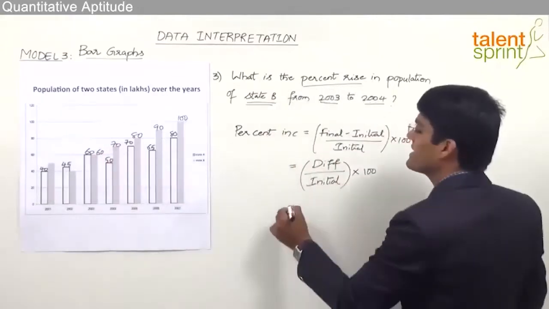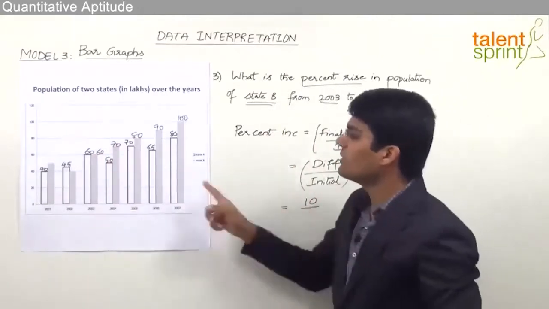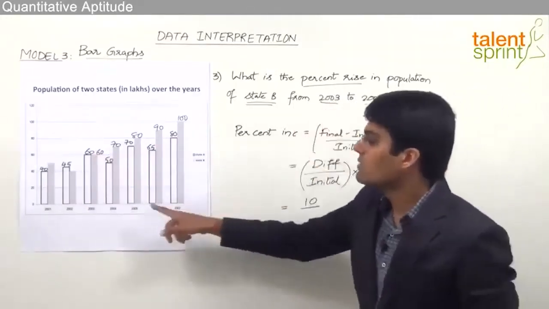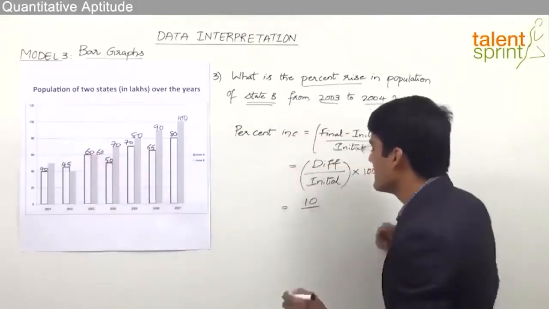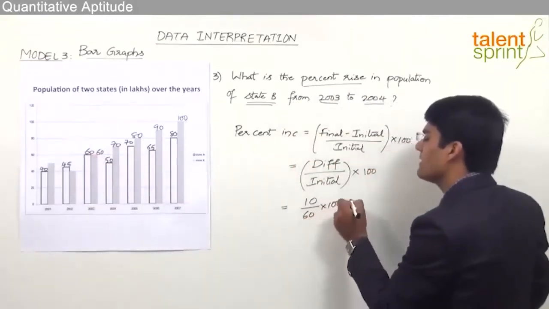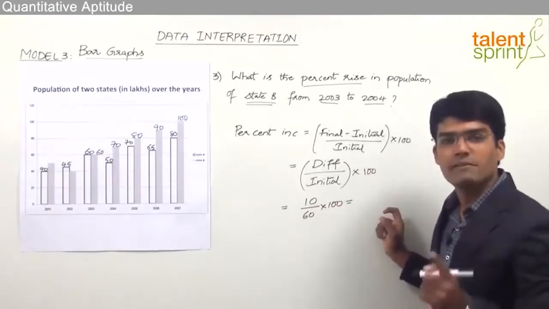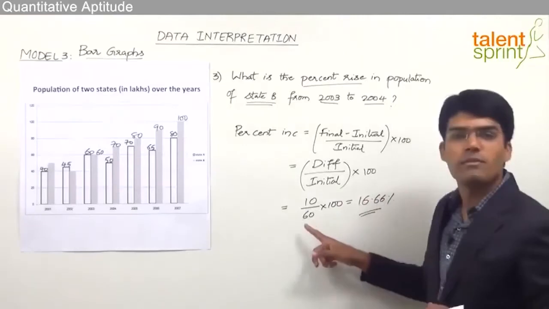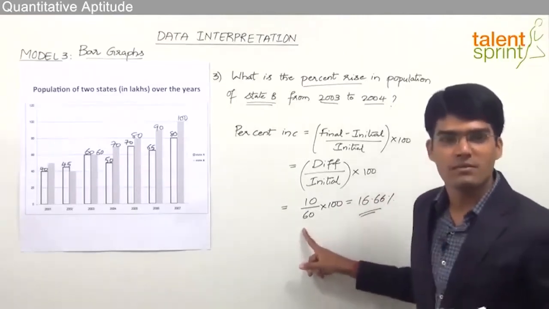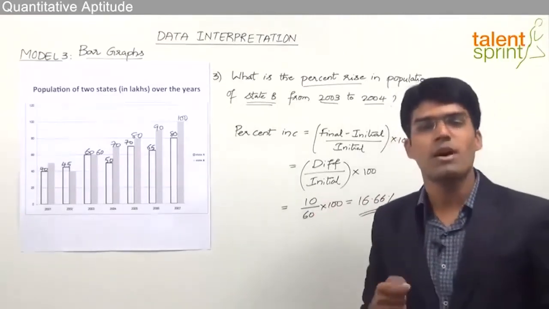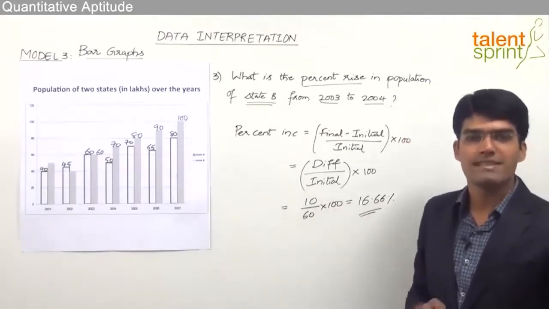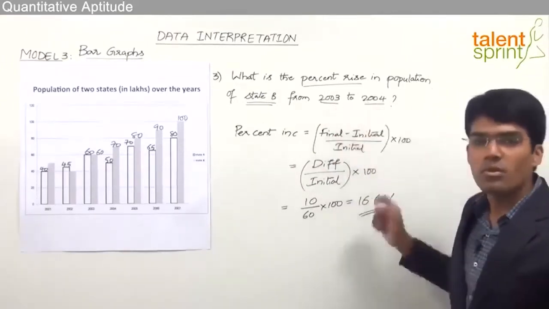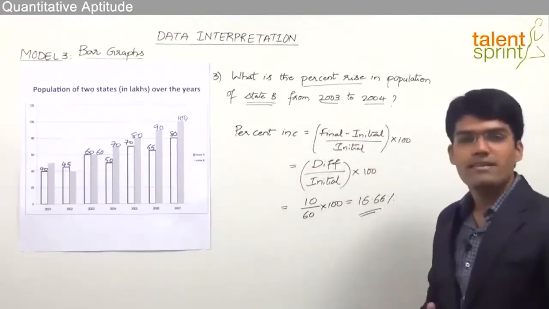So nothing but the difference between these two values, 70 minus 60 is equal to 10. So the answer here can be taken as difference divided by initial value. Initial value is nothing but population in 2003. Why? Because the first year here is 2003. So initial value is population of 2003, which is 60. So 10 by 60 into 100. 10 by 60 is nothing but 1 by 6. And 1 by 6 we know is 16.66%. This we know from the concept of percentages to fractions conversion. So as soon as we see 1 by 6, we should be able to answer that the percentage here is 16.66. So we can say that the population of state B from 2003 to 2004 has increased by 16.66%.